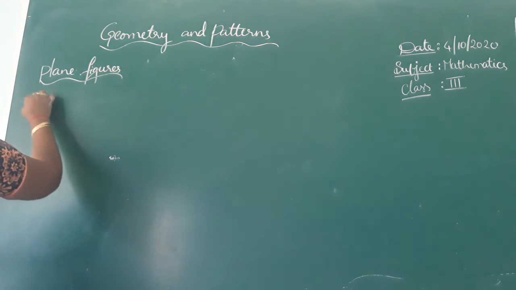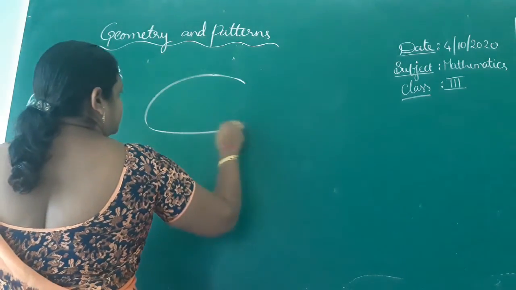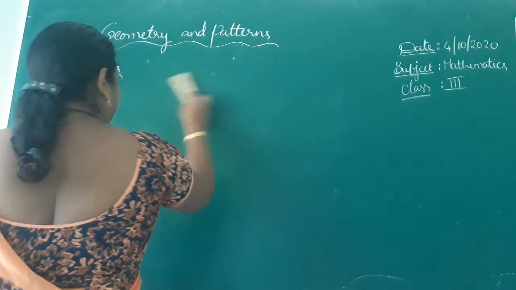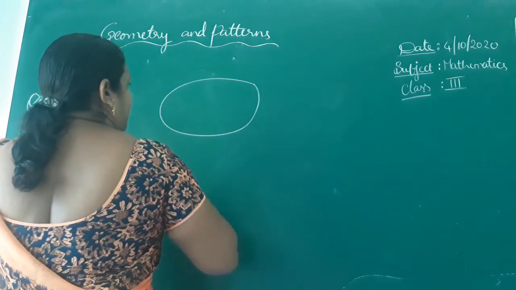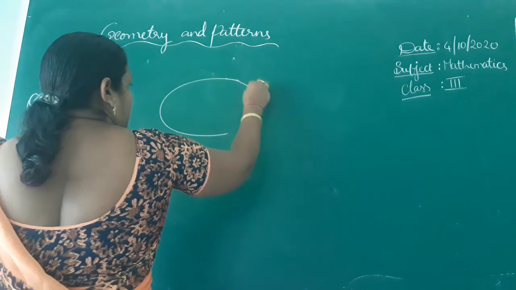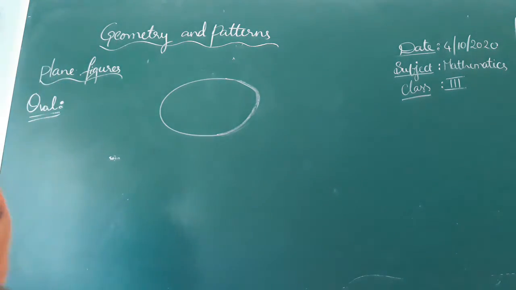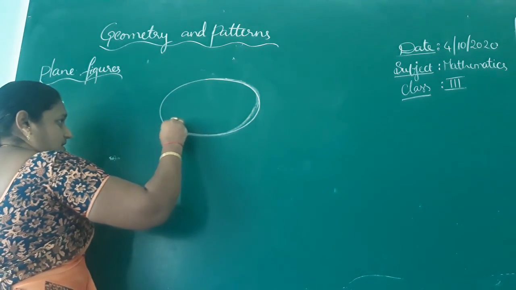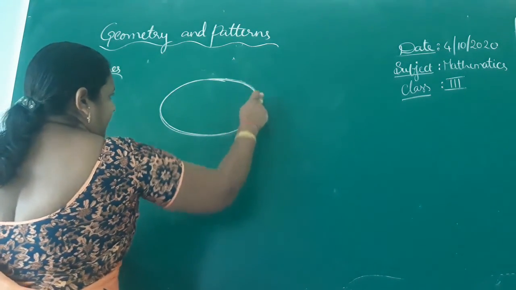Now the shape of the figure is oval. It is the shape of an egg. Oval shape. This is the shape of the egg. It looks like an oval. It also has one curved side.